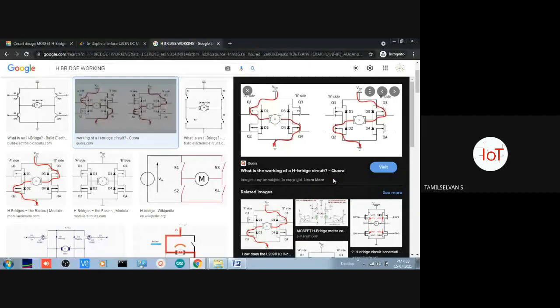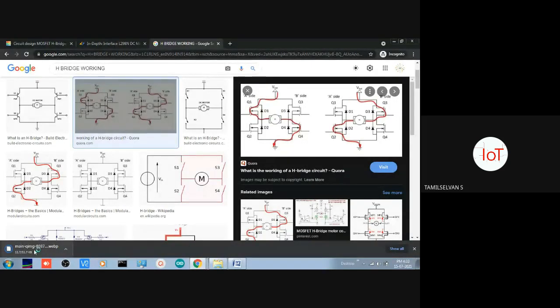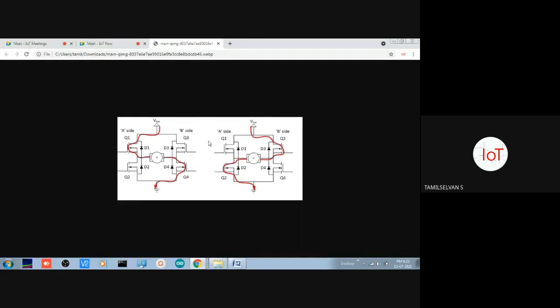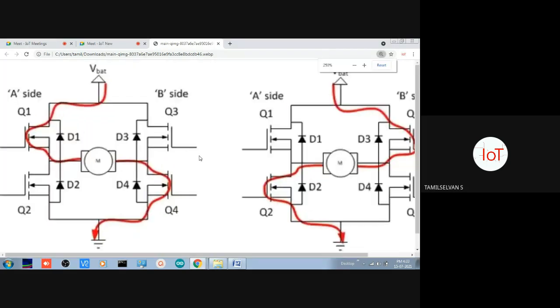And this MOSFET transistor, if you are designing it in your Tinkercad, then you will be able to work with the motor. You can switch your motor in both directions. So I hope the screen is clear.